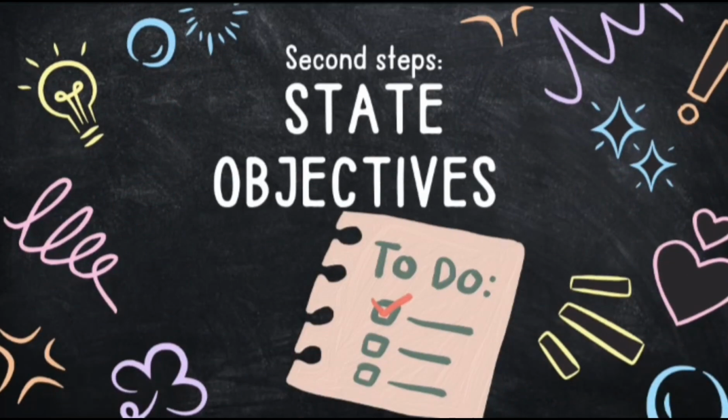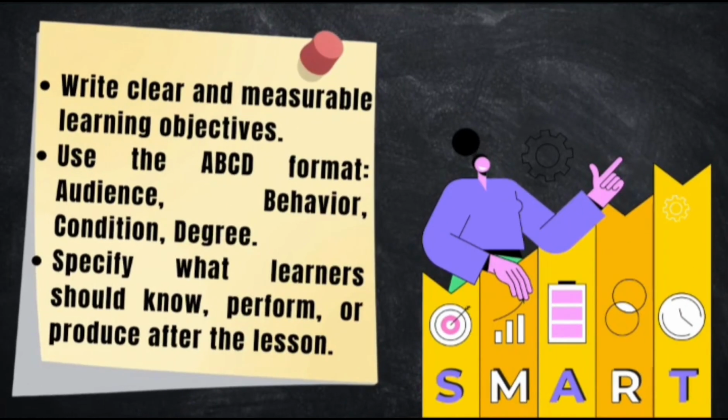Next is State Objectives. First bullet, write clear and measurable learning objectives. To move forward, teachers must create objectives that specify exactly what learners should achieve. Clear and measurable objectives guide both teaching and assessment. We need to make sure that our assessments are achievable by your students.